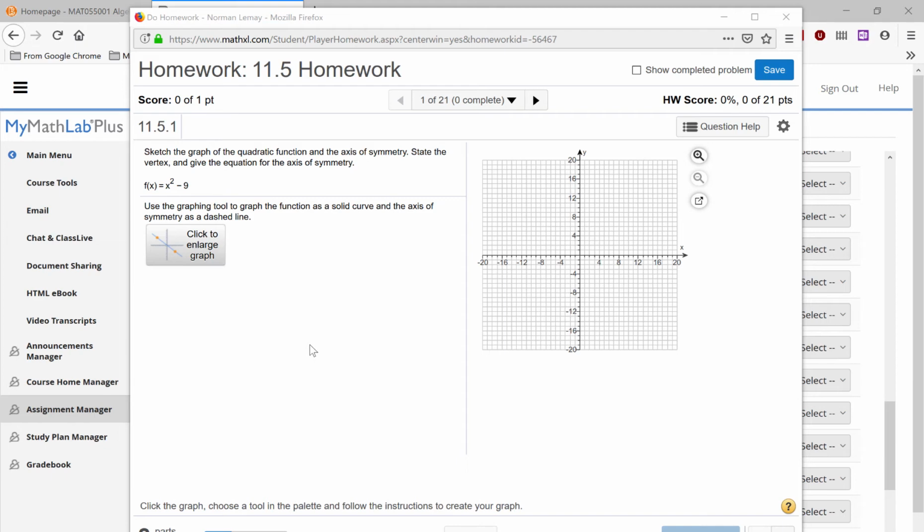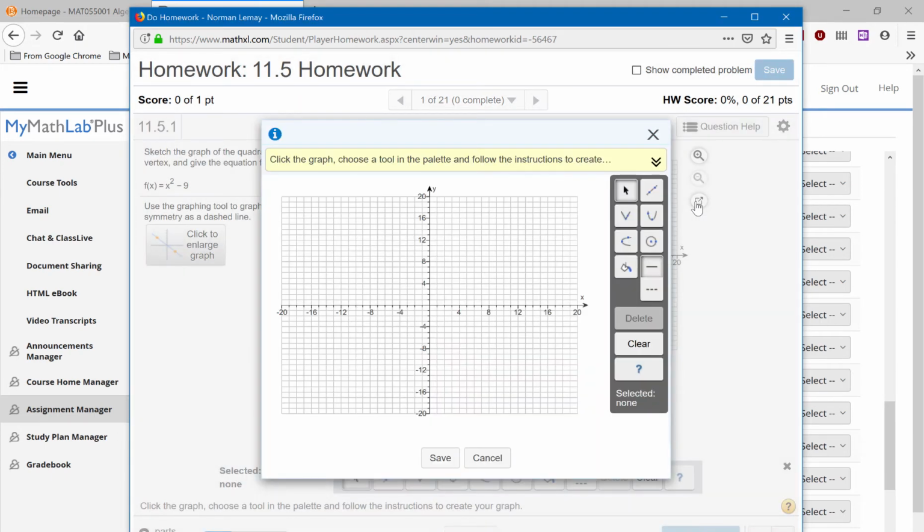See, we have to graph x squared minus 9. So let's just note it says use the graphing tool to graph the function as a solid curve and the axis of symmetry, the line of symmetry, as a dashed line. So right off the bat, we got to go ahead and do 2 of these things. All right. So let's just notice that this graph of x squared minus 9 just says take the graph of x squared and shift it down. So I'm going to come over here. I'm going to click on this dude right here and pop that out.